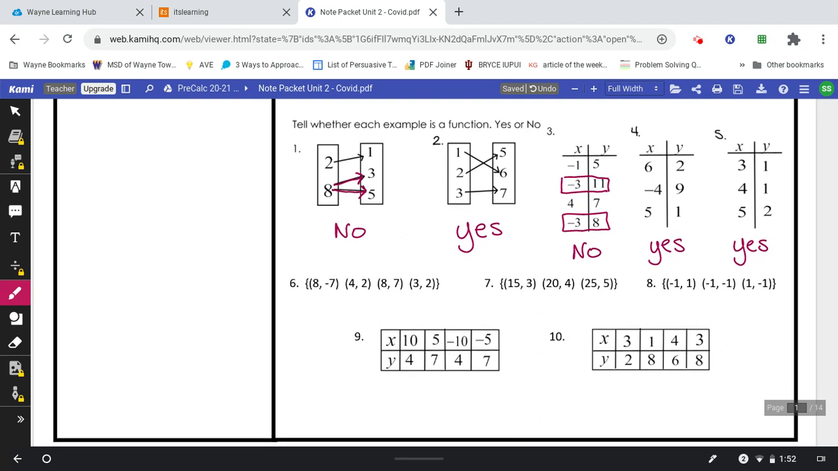Take a moment, look at problems 6 through 10, and see if you can decide whether yes, it's a function or no, it's not. I'll give you a little bit of time.